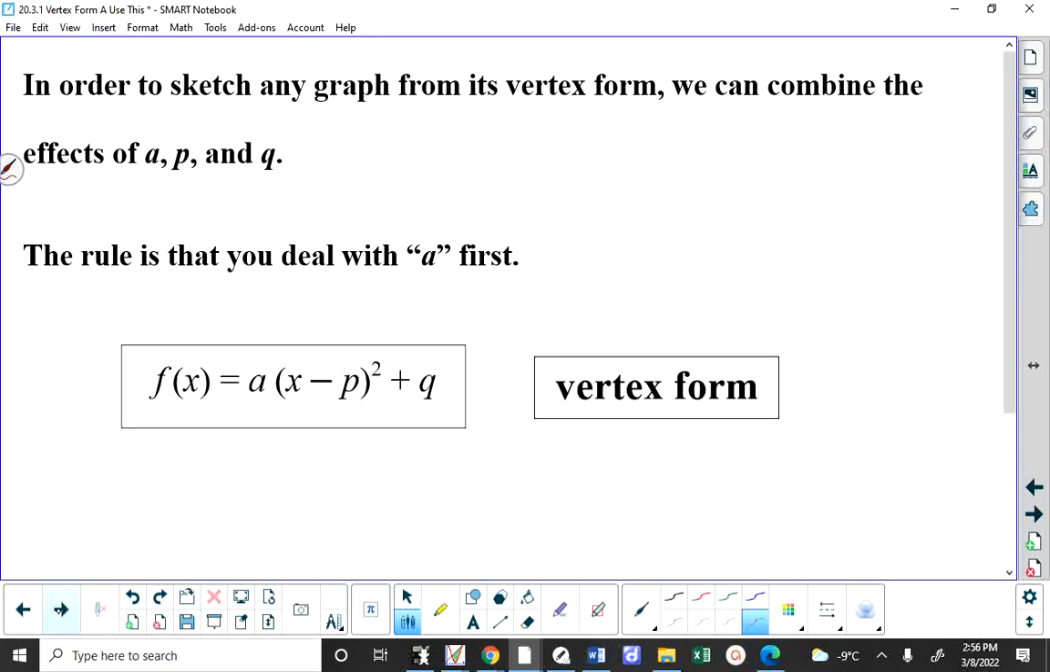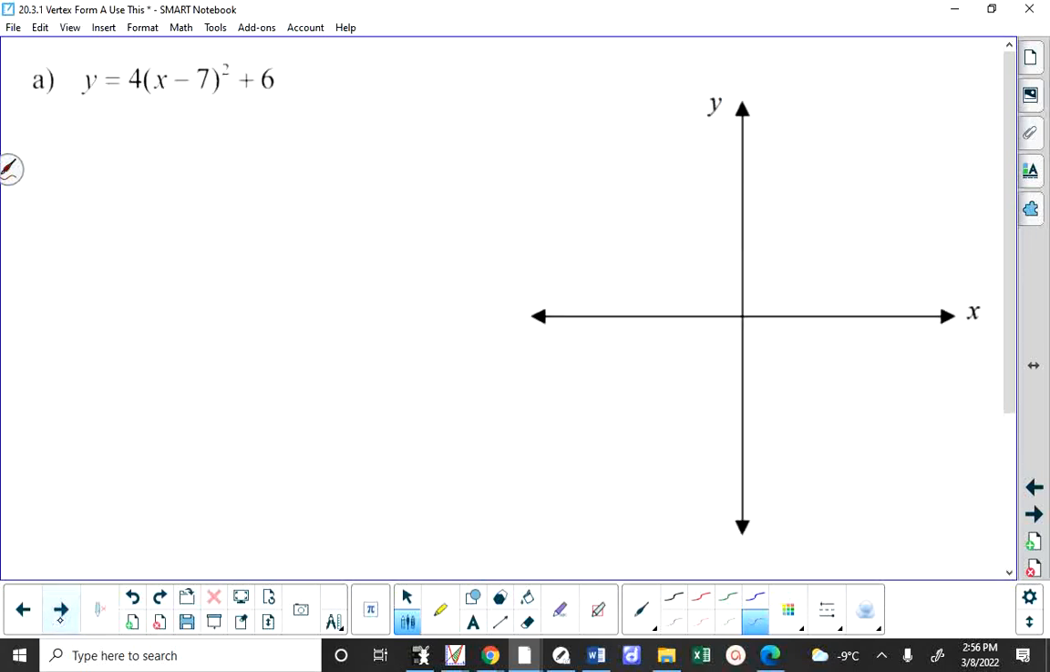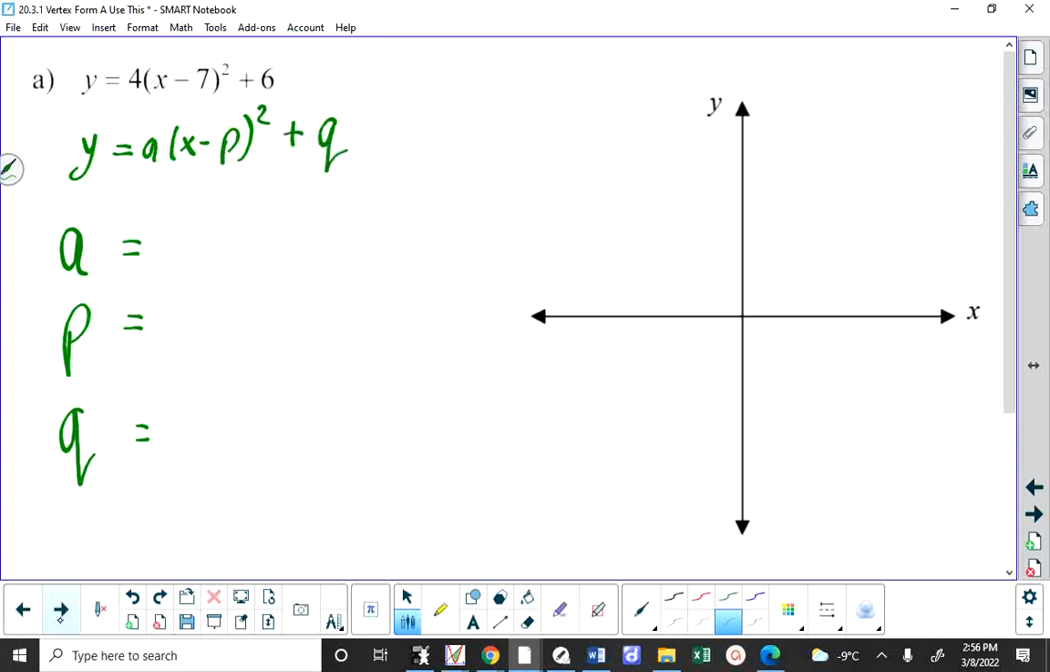So in order to sketch any graph, you need to know A, P, and Q. Let's take a look at some of these. For each function, do all of this. All of it. I'm going to ask you a series of questions. Let's start off with: I want you to write down what A, P, and Q are equal to. You are comparing always to y = a(x − p) squared + q. And by the way, that's on a formula sheet, so you don't have to memorize it.